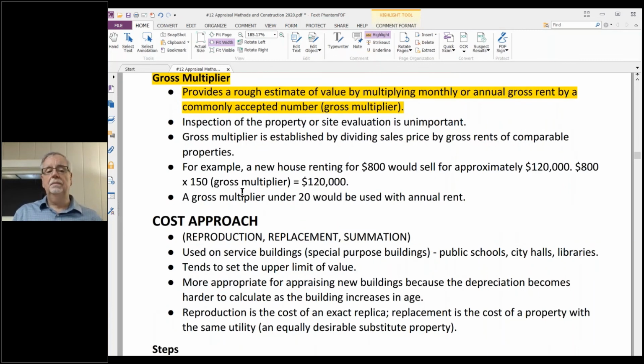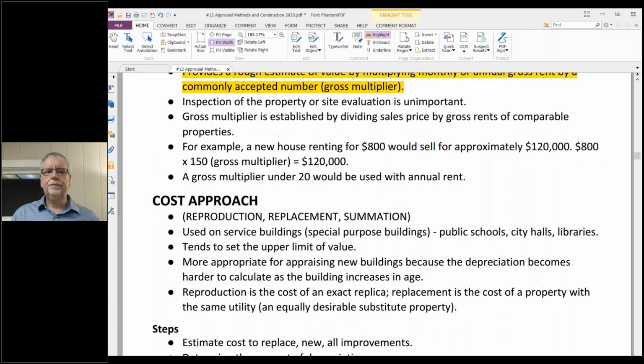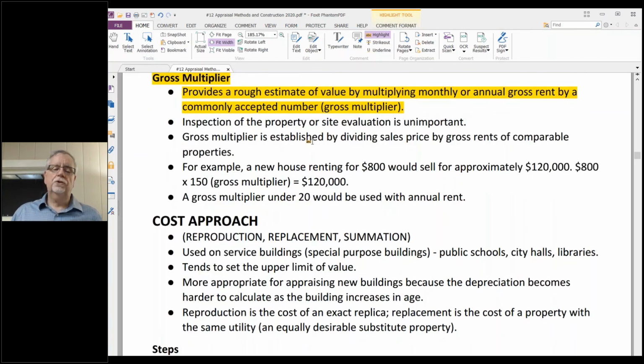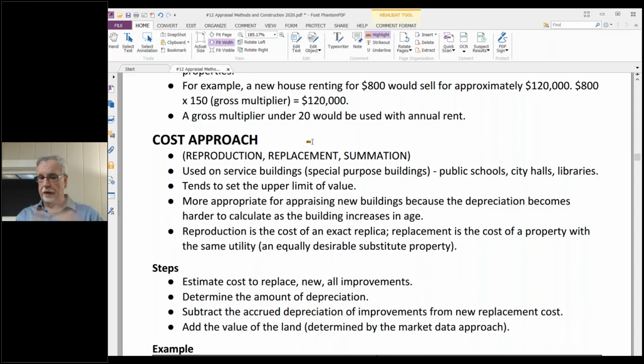And they have a math example. And most of the time, under 20, even in our market, in San Francisco, it was 30 for a while. That was the multiplier, but usually multiplier, certainly under 50, would be an annual one, and it would be several times that if it were going to be monthly, like 12 times that. Cost approach. So remember there were 3 approaches, right? You remember that.